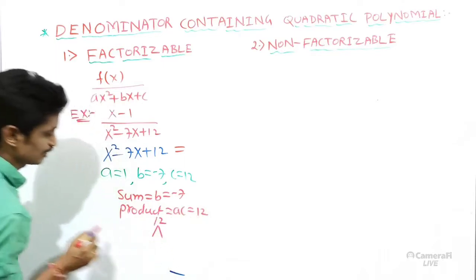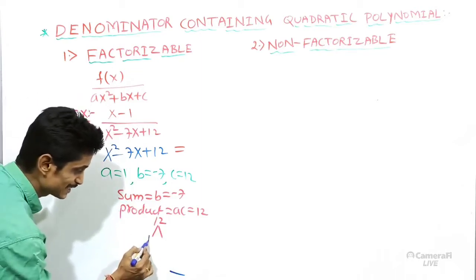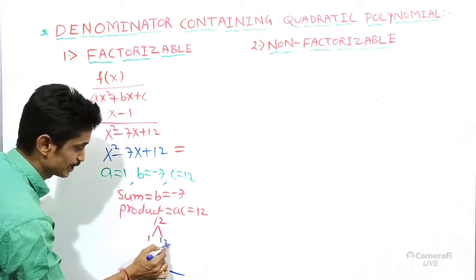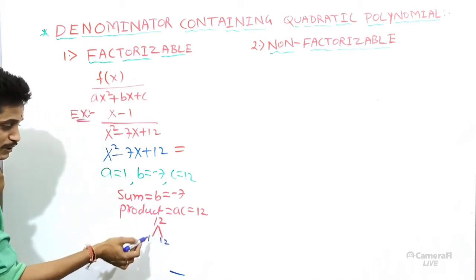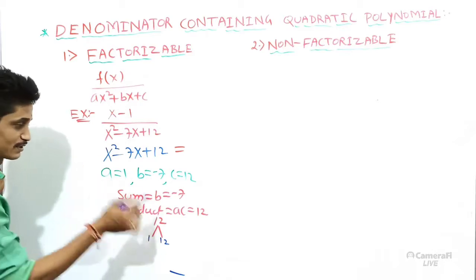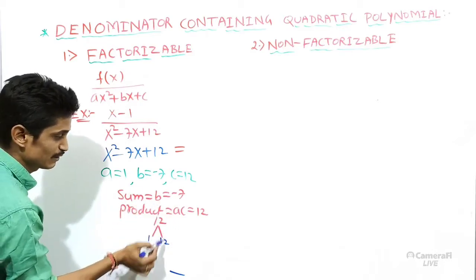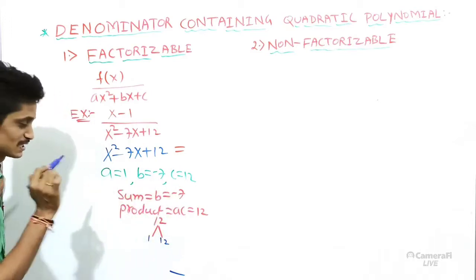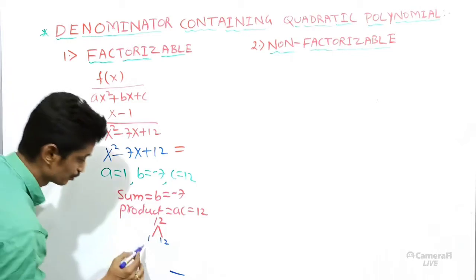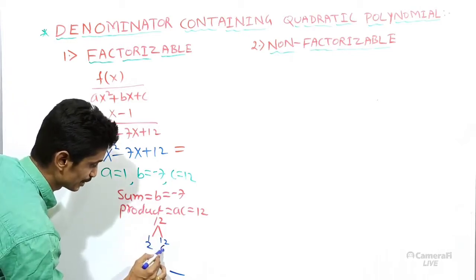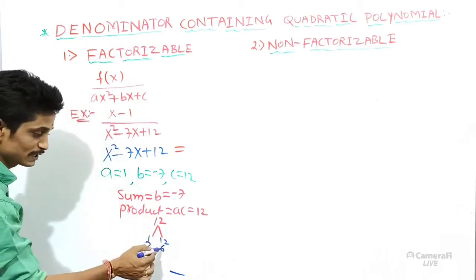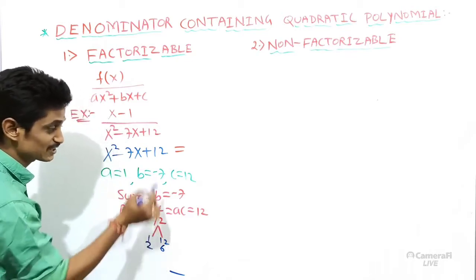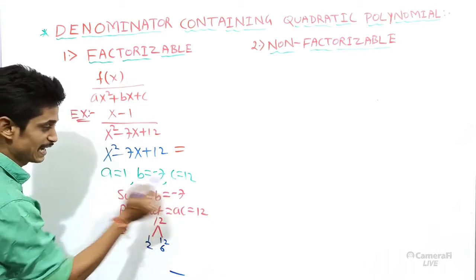How to split this 12? On one side sequentially we write a number, on the other side its factor. 1 into 12 is 12. Look at 1 and 12, either sum or difference. The sum will be 13, the difference is 11, but here we have the number minus 7. It is not possible. I will take 2 and 6. 2 sixes are 12. 2 plus 6 is 8, the difference of 2 and 6 is 4. But here we have 7.